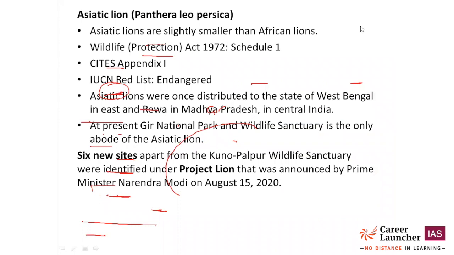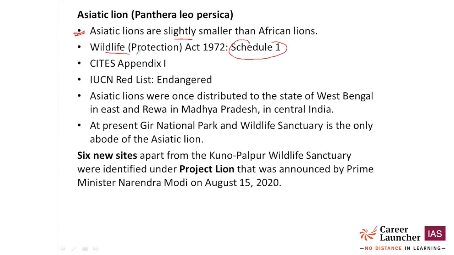Asiatic lion. Now let's talk about some points about the Asiatic lion. Asiatic lions are slightly smaller than African lions. These points are very important. Maybe in the exam they can ask you a question: which of the following statements is correct regarding the Asiatic lion? So Asiatic lions are slightly smaller than African lions. Now this species is listed under Schedule 1 of the Wildlife Protection Act 1972. Okay, it means it requires a large protection.